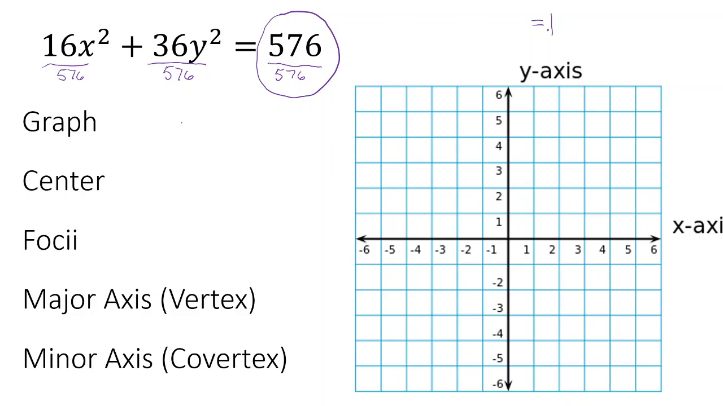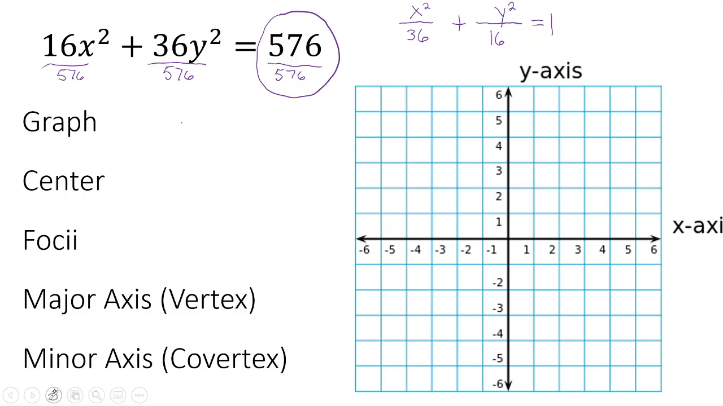Now, I'm guessing, and this is what's probably going to happen in your book, that if we were to reduce all of these, they're going to come out evenly. So if I take 36 and 576, 36 goes into 576 16 times. And that means for the other one, x squared reduces to 36. So that gives me a major axis and a minor axis. If I divide by 576 from all sides, then I get my major axis and my minor axis.